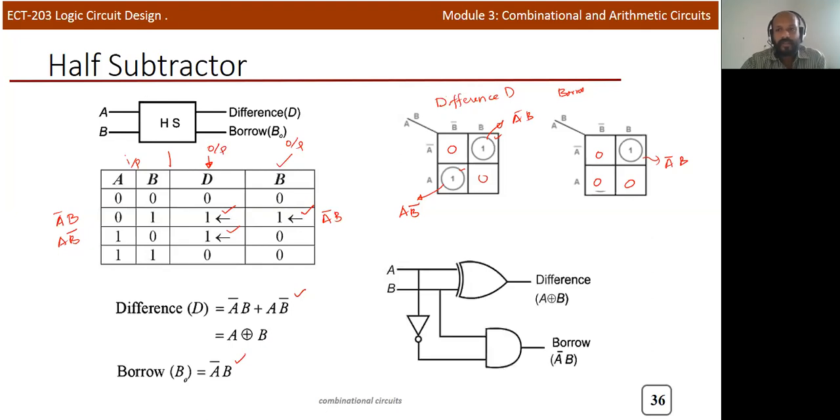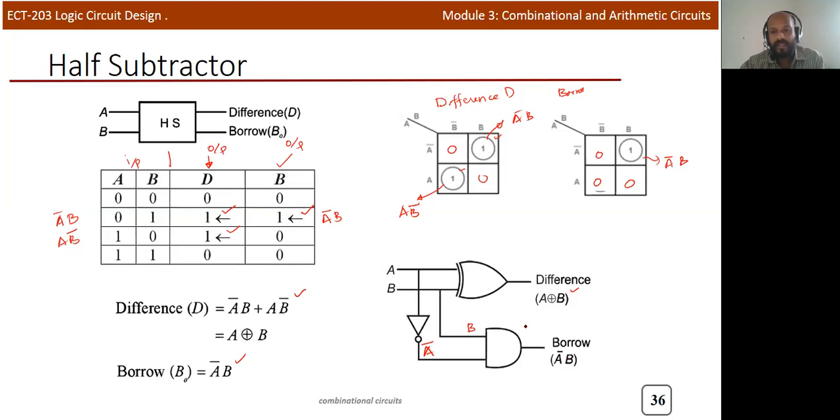So now we need to design the circuit. We need an XOR gate. This is an XOR gate with A input and B input, so you'll get A XOR B here. And for the borrow, you need A bar B. So this is A, and here you need to connect a NOT gate, so we'll get A bar, and this is the B input. So the output will be A bar B.